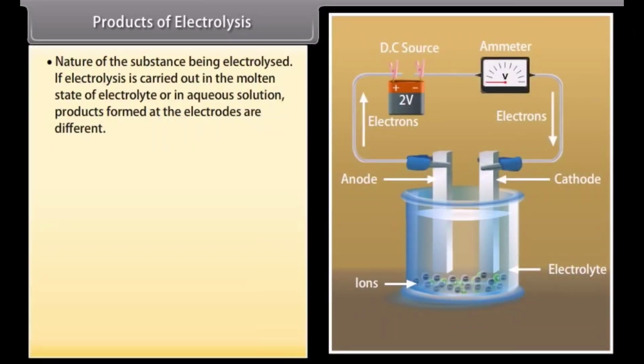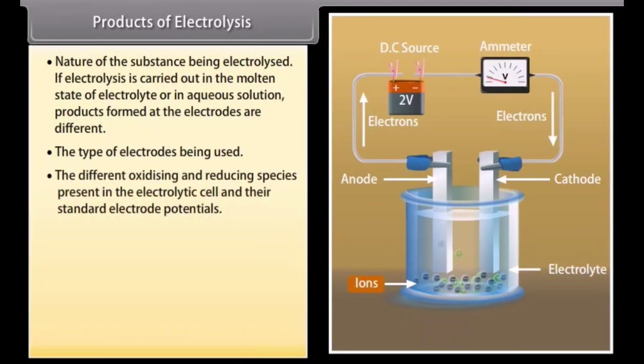Products of electrolysis. Products of electrolysis depend mainly upon the following factors. Nature of the substance being electrolyzed. If electrolysis is carried out in the molten state of the electrolyte or in aqueous solution, products formed at the electrodes are different. The type of electrodes being used. If the electrode used is inert, it does not take part in the reaction, or if the electrode is reactive, it takes part in the electrode reaction. Then, the products of electrolysis would be different.